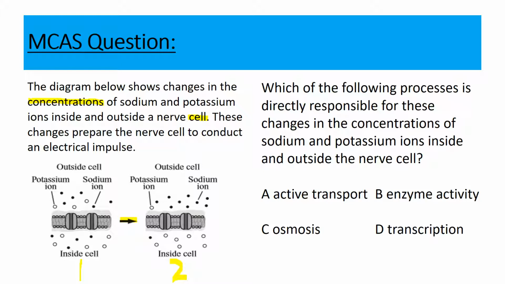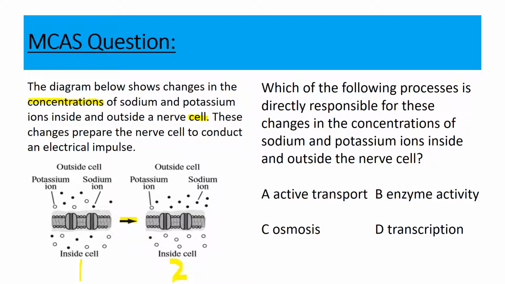What we see in the after picture is not that these little circles diffused along the concentration gradient. We see that the little black circles are even more highly concentrated outside the cell, and the little white circles are even more highly concentrated inside the cell. So how did this happen? Well, the cell made it happen. It moved the black circles out and it moved the white circles in.